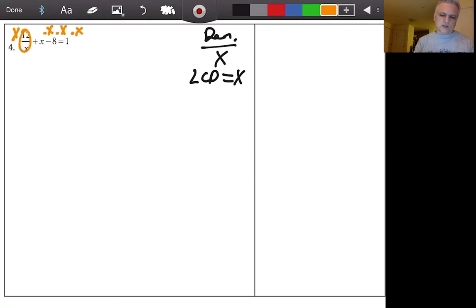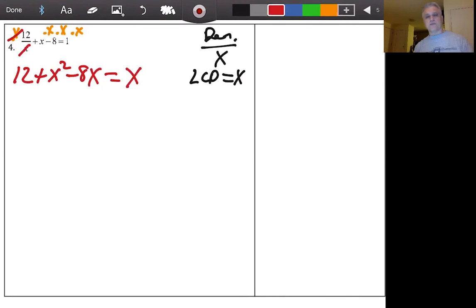So we got 1 term, 2 terms, 3 terms, 4 terms we're going to multiply by x. So multiply the first term by x, I just get 12. I multiply the second term by x, I get x times x, which is x squared. I multiply the third term by x, I got minus 8x. I multiply the 1 by x and I get x.